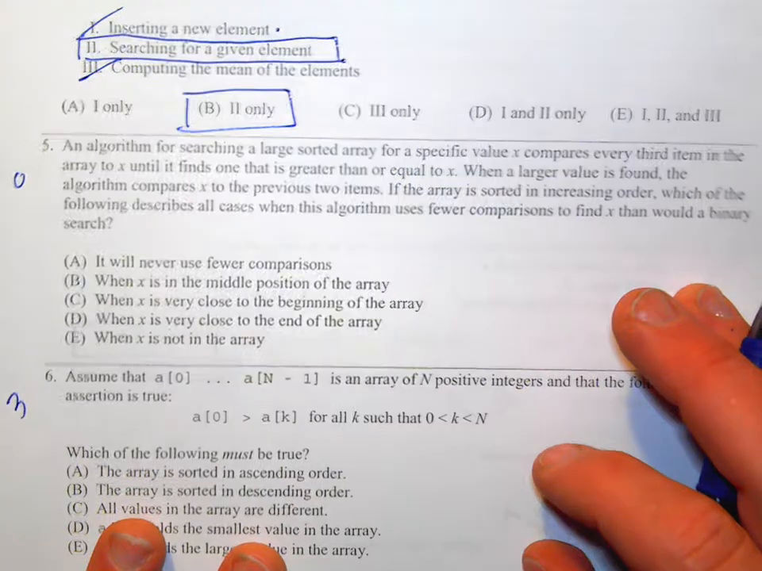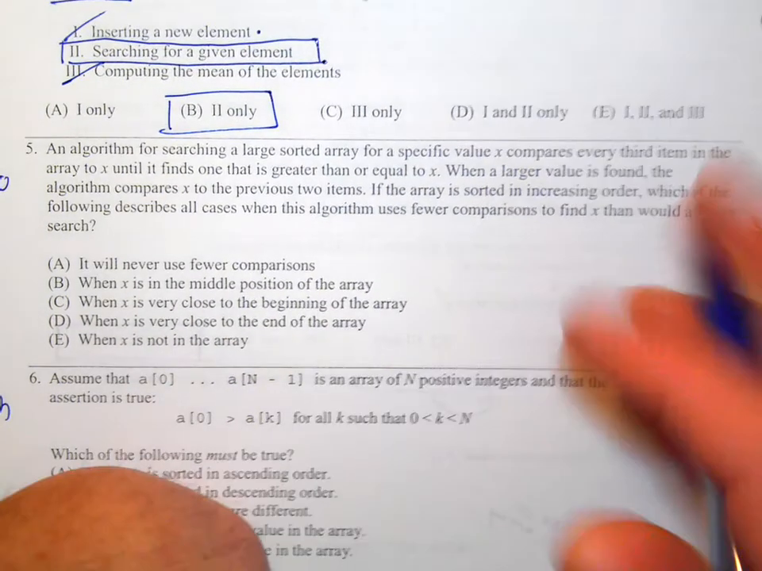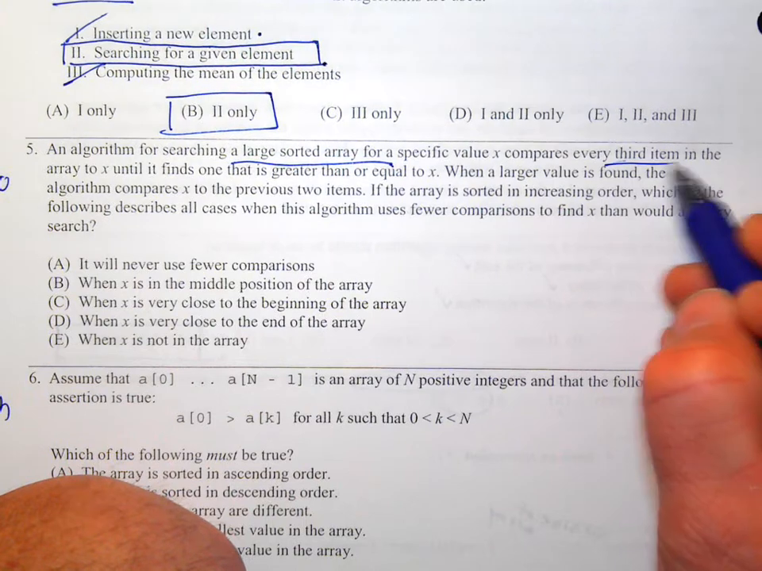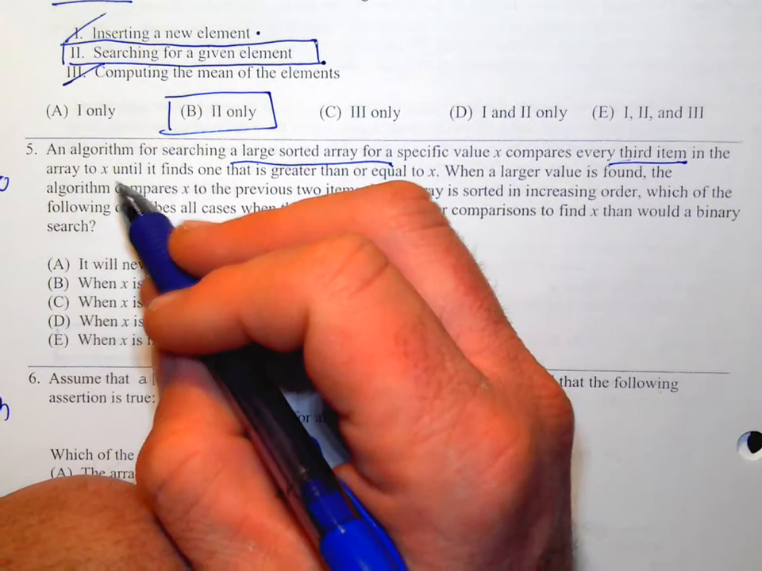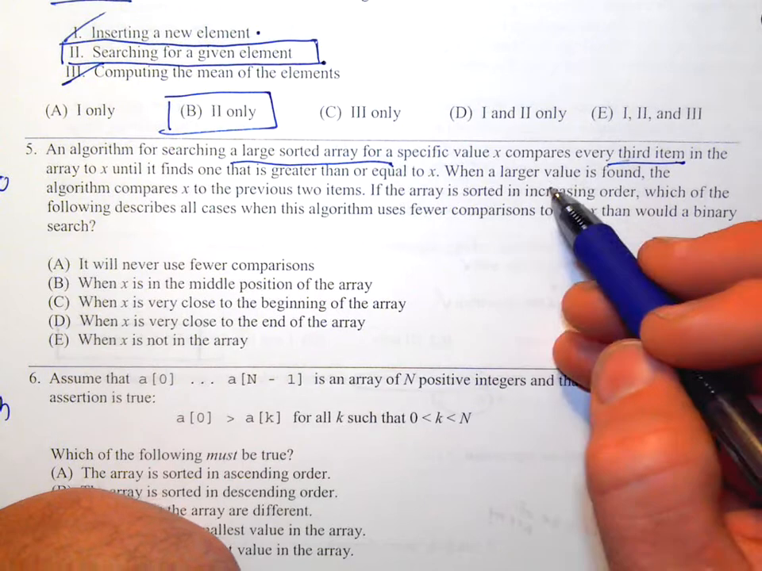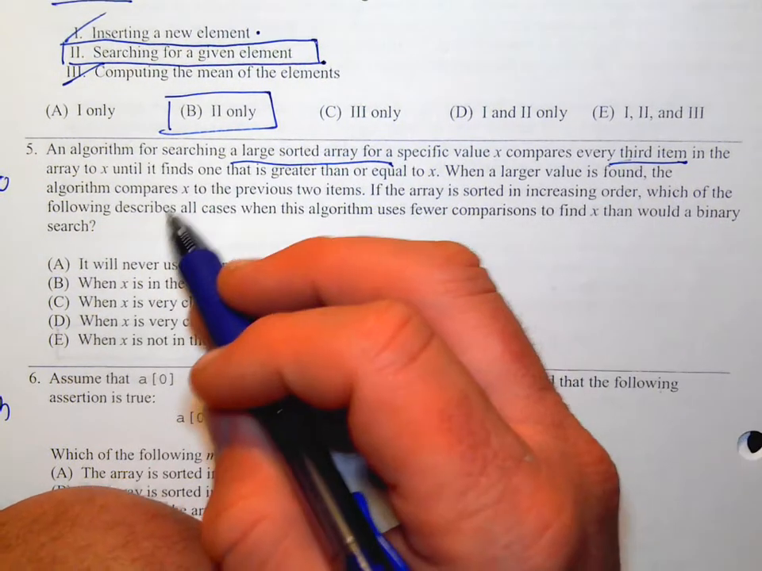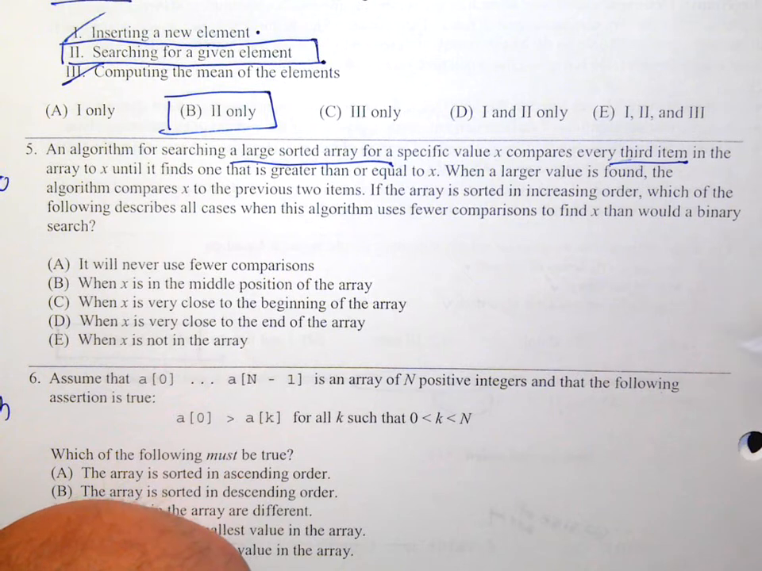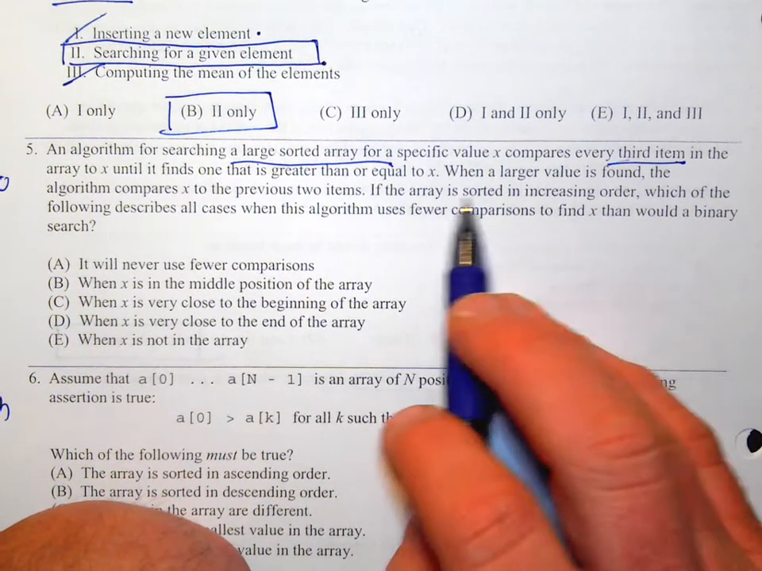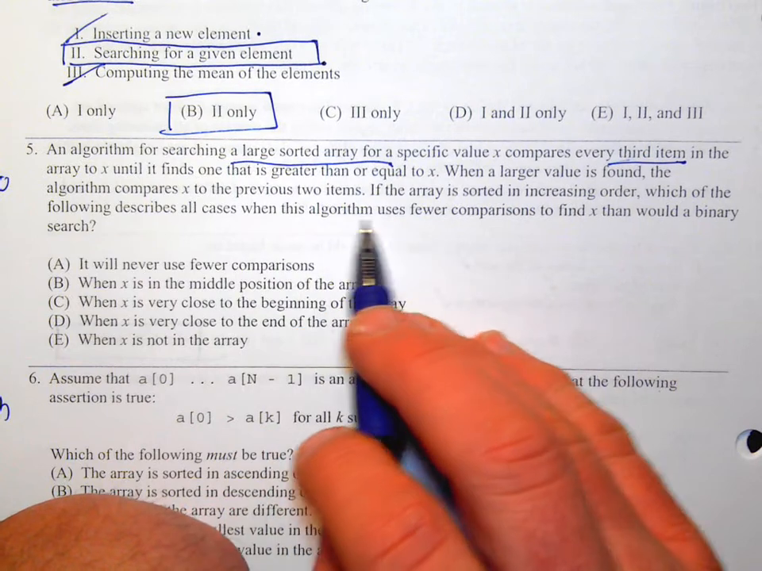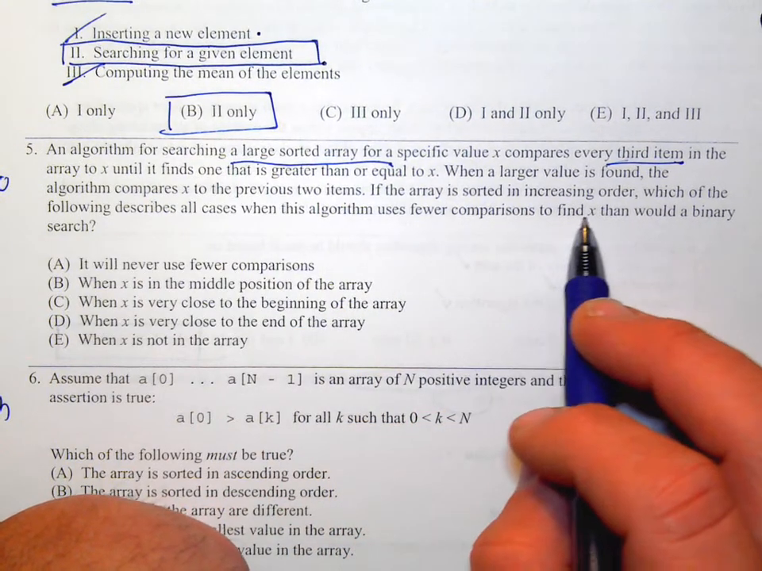Number 5, an algorithm searching a large sorted array for a specific value compares every third item in the array to X until it finds one that is greater than or equal to. When a larger value is found, the algorithm compares X to the previous 2 items. So it's like skipping every 3 to kind of break it up. If the array is sorted in increasing order, which of the following describes all cases when this algorithm uses fewer comparisons to find X than a binary search?